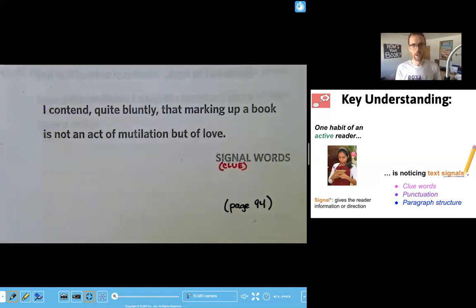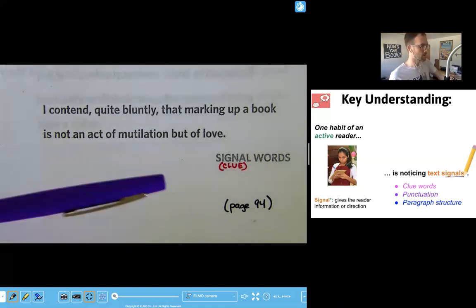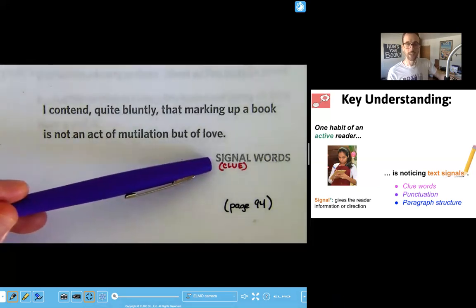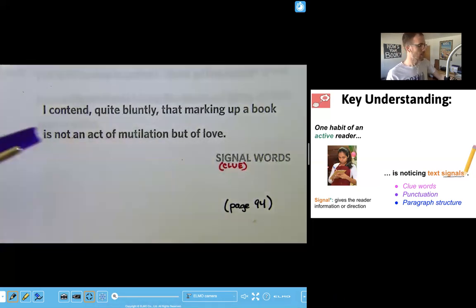Now, we're going to apply our first kind of text signal, which is looking for clue words. Clue words are also sometimes referred to as signal words because, again, they're a text signal that give the reader information or direction. As you look at this sentence, do you notice any words that give you information or direction? Give a special bit of attention to any words that shift the sentence or the meaning of the sentence in a particular way. Now, there are a number of words in this sentence that carry meaning, but I want to highlight two particular words that work together to be a kind of signal.